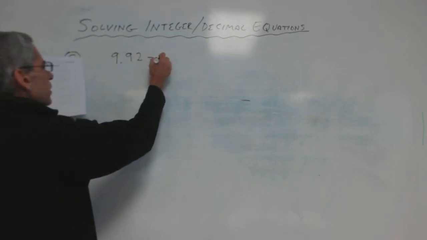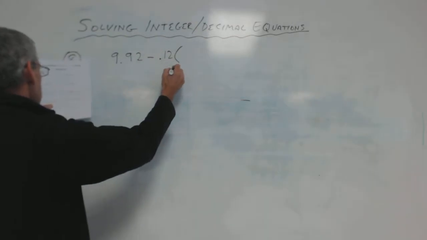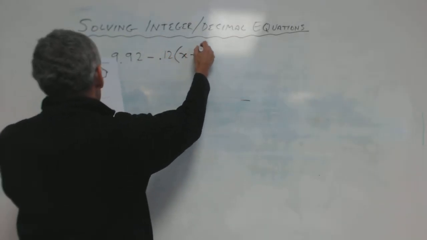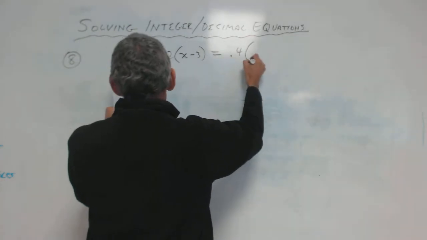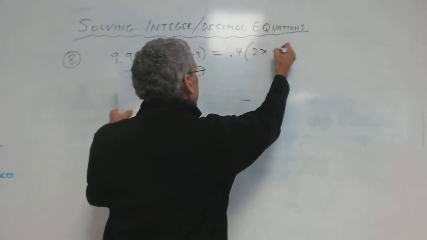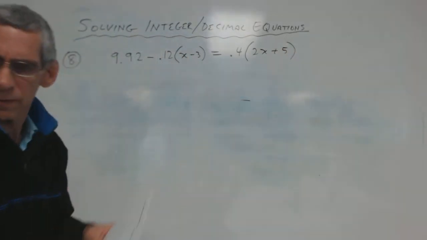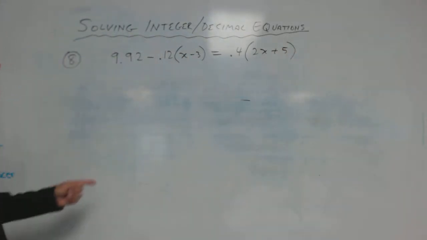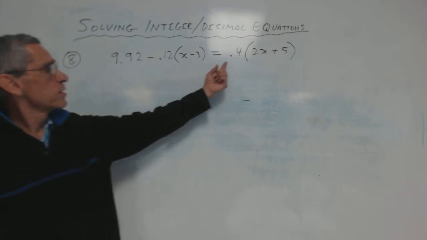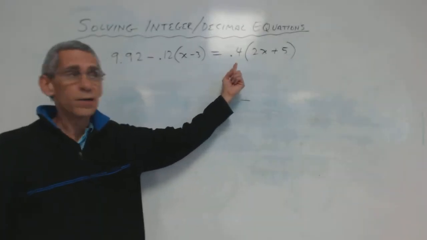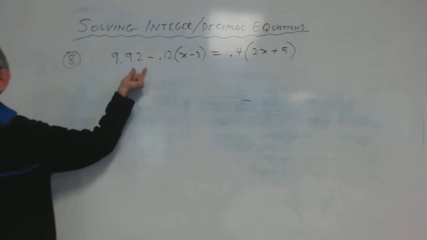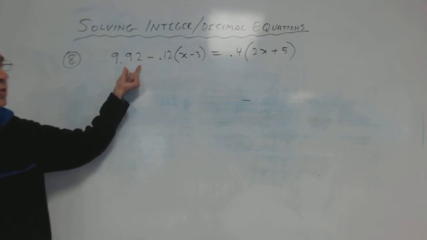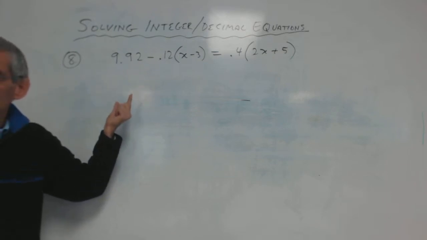So we have 9.92 minus 0.12 parenthesis x minus 3 parenthesis equals 0.4 times parenthesis 2x plus 5. Okay, this says it's just 0.4, so I can multiply that times 10. But would that get rid of my decimals? So I have to look at the one that has the largest number of spaces after the decimal, right? And so I have to multiply everything times 100.